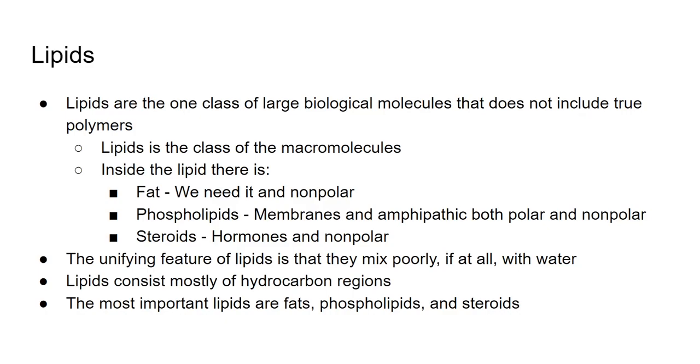Next macromolecule, we'll be talking about our lipids. They are the one class of large biological molecules that does not include true polymers. Inside the lipid, we have three types. We have fats, we have phospholipids, and we have steroids. Fats, we need it. It's an important part of our diet and insulation and a bunch of other things. Phospholipids make up our membrane.